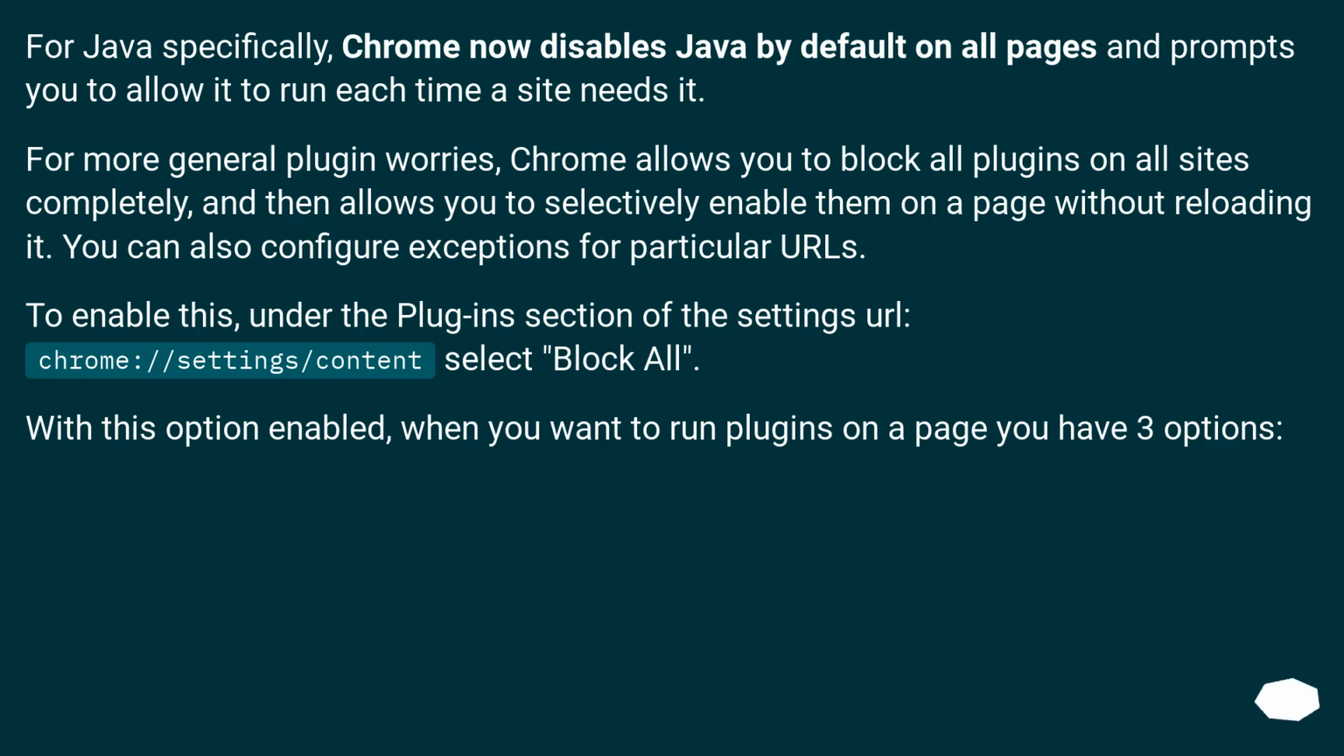To enable this, under the Plugins section of the Settings URL, chrome://settings/content, select Block All. With this option enabled, when you want to run plugins on a page you have three options.